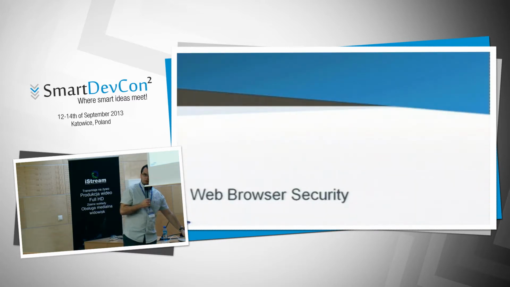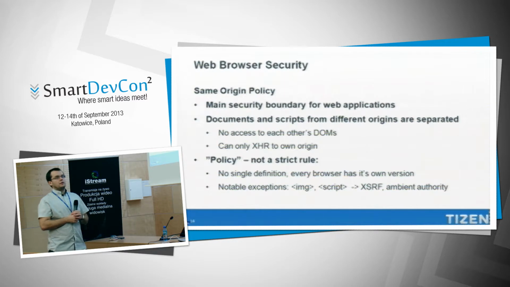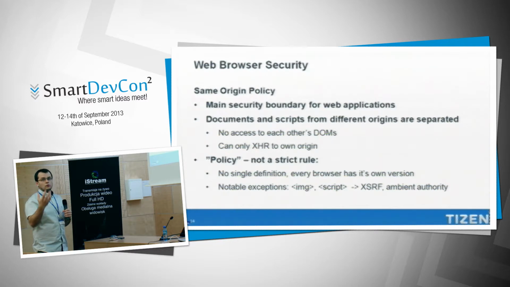Now, let's talk about browser security. Browser security is based mainly on the same origin policy. It's the main security boundary for web applications. It boils down to the rule that applications and code coming from different origins cannot access each other. So code from domain 1 cannot access code from domain 2, and so on. So they cannot access each other's document object models, and they can only connect or do XHR or WebSockets or anything to their own origin.